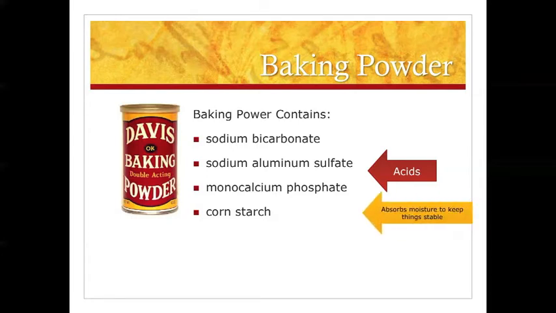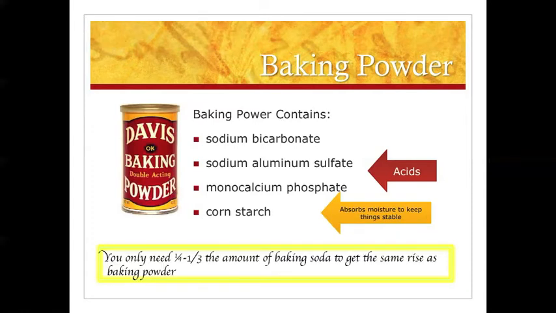We need a little cornstarch to absorb some moisture. If we have an acid and a base together, the moisture from the air around it could start them reacting in the jar itself, and that wouldn't be very good for baking. So we have 4 things in there. And what that should tell you is that if you have baking powder, you only need 1/4 to 1/3 the amount of baking soda to get the same rise as the amount of baking powder you use. Because, of course, the baking powder contains 3 to 4 times as much stuff in that same teaspoon.